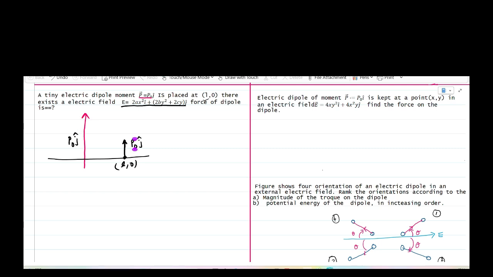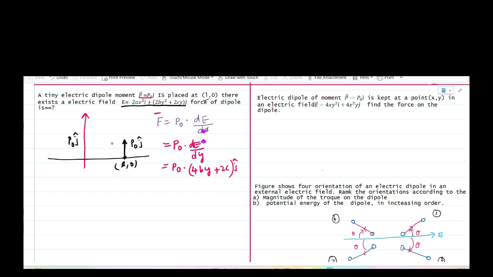Now it is asking to find the force on the dipole. Force is equal to the dipole moment into dE by dx. Here the dipole length is varying along y, therefore it is dE by dy, not dx. dE by dy. So that is equal to P naught into dE by dy, which is 4 by plus 2c j cap.